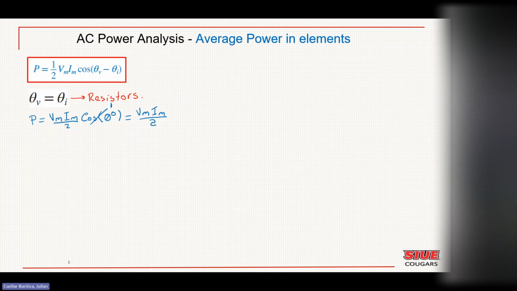All right. We can also use Ohm's law. We know that voltage is equal to current times R. Then we can replace this expression with Im squared times R over 2. Or we can also use the equivalent with voltage. We know that current is voltage over resistance. Then this is going to be Vm squared.